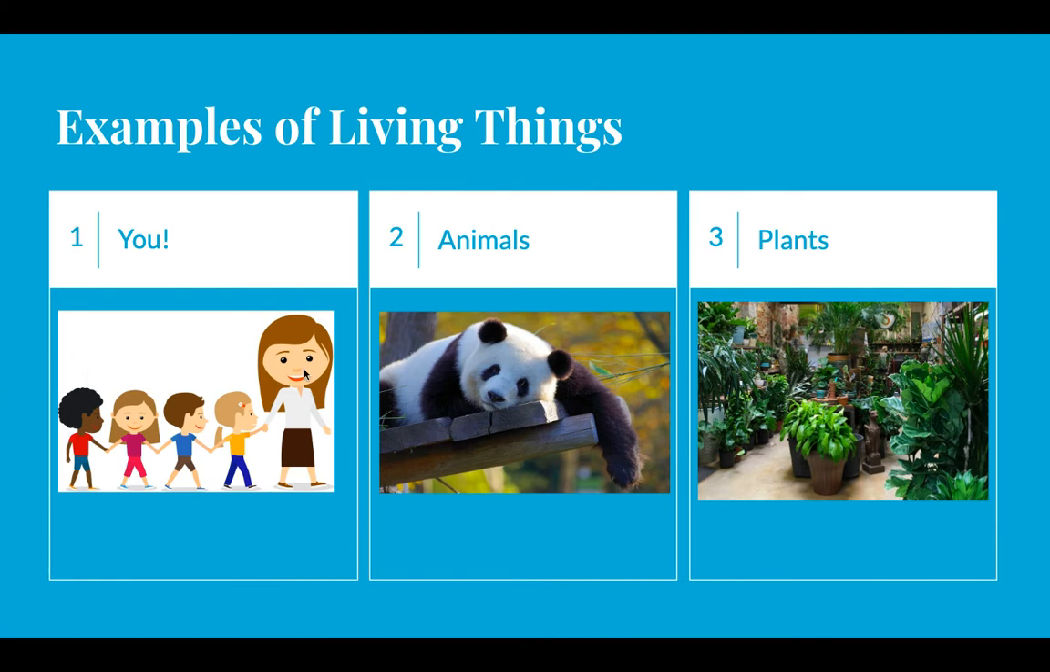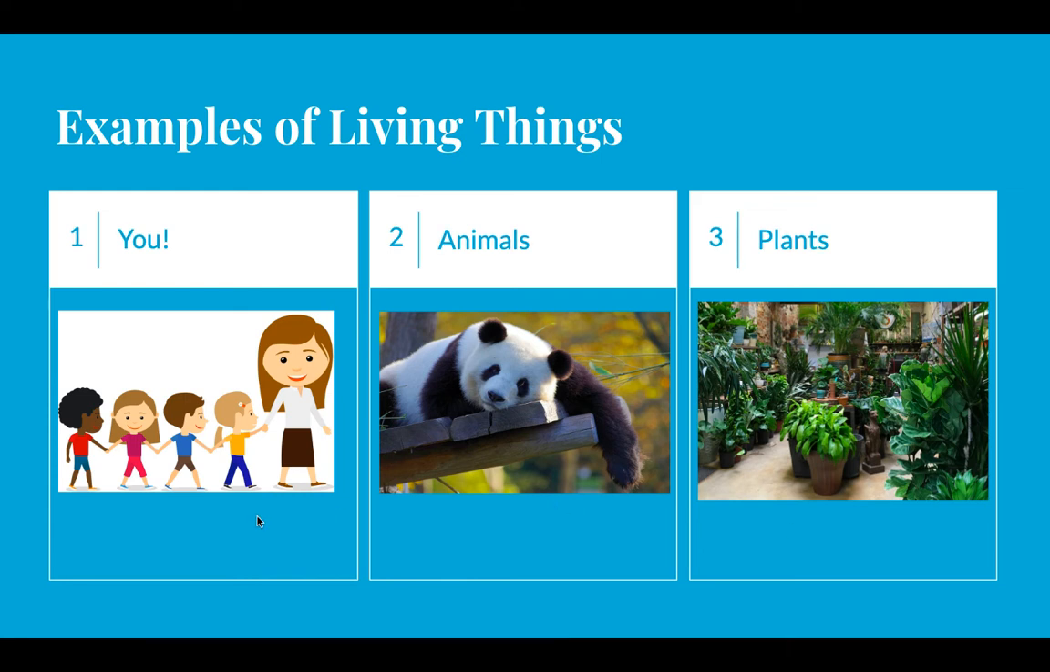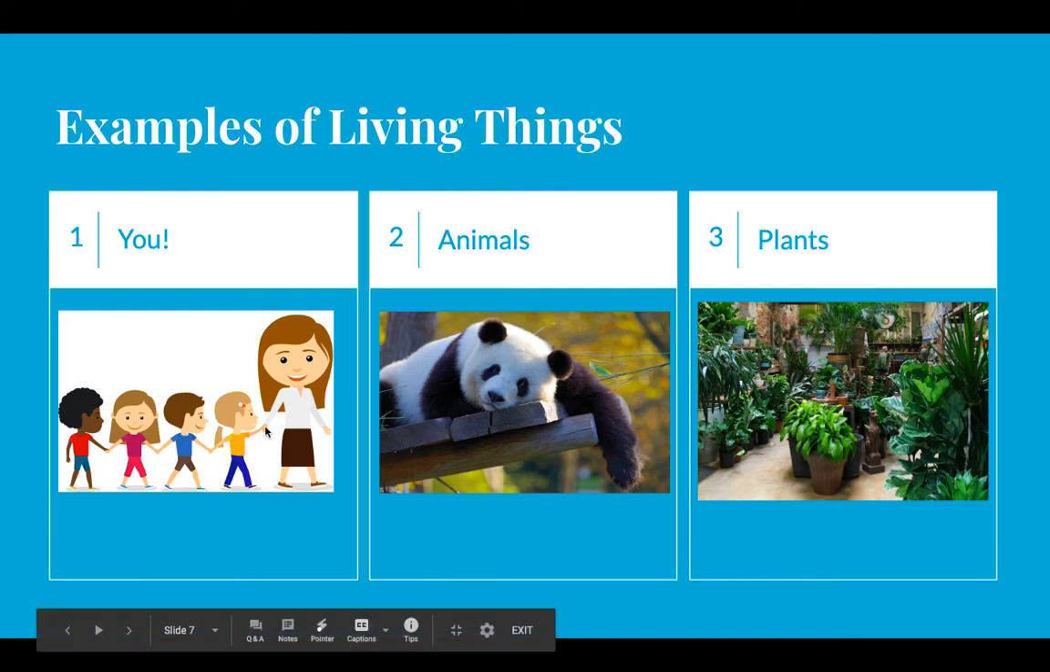Here are examples of living things. You would be an example of a living thing, animals would be an example of a living thing, and plants. But do we know why they would be examples of living things? Well, you grow, you need food, you need air, you need water. So you would be a living thing, and you also move, and you can make more of your own kind, just like the animals and the plants.